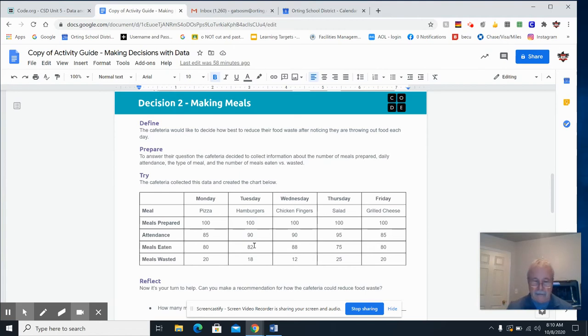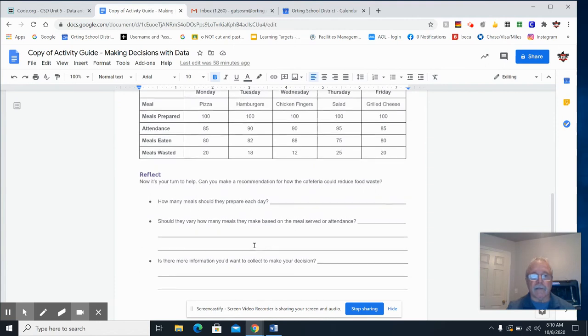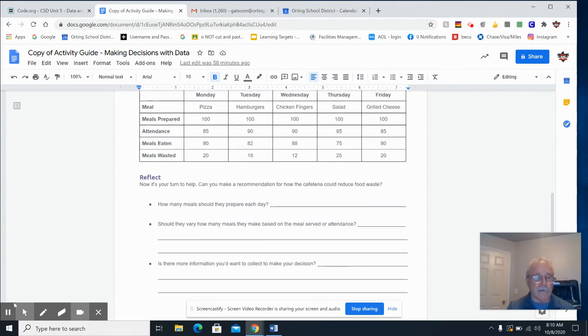Take a good look at that. Spend a couple of minutes on it. Go ahead and answer the questions that go along with the meals, and I'll get back to you, and we'll go over those. Okay, we're back. Based on the chart that you see above you, there are some questions we need to answer. How many meals should they prepare each day? Based on what you see in the attendance and the meals eaten, what is your guess on how many meals they should prepare per day?